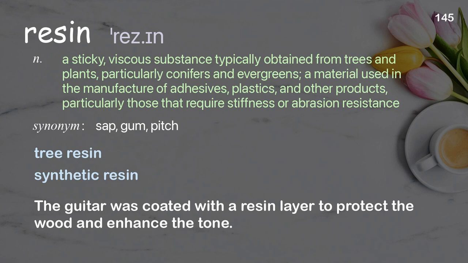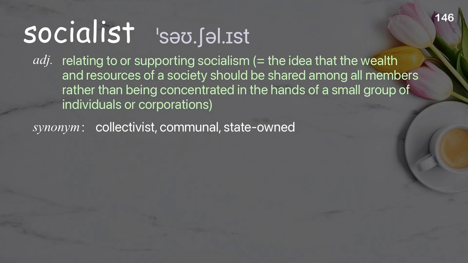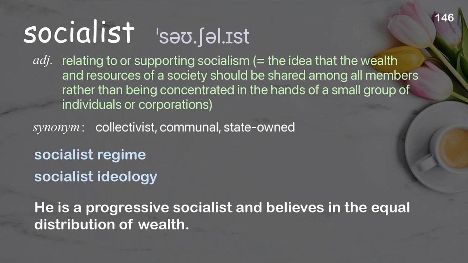Socialist. Relating to or supporting socialism, the idea that the wealth and resources of a society should be shared among all members rather than being concentrated in the hands of a small group of individuals or corporations. Examples: Socialist regime. Socialist ideology. He is a progressive socialist and believes in the equal distribution of wealth.